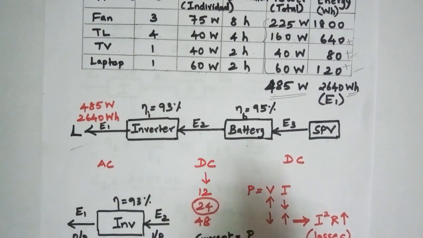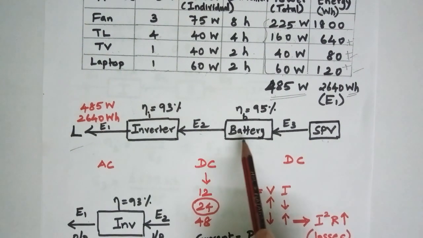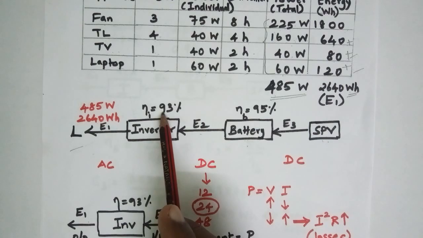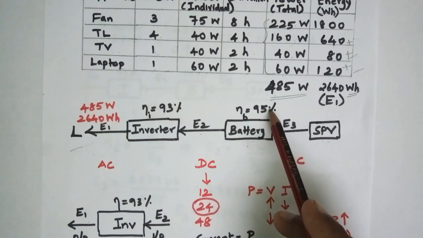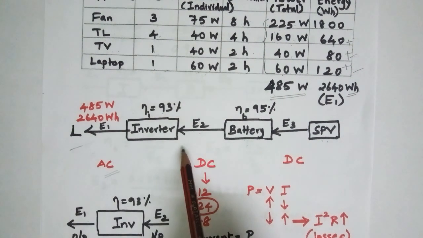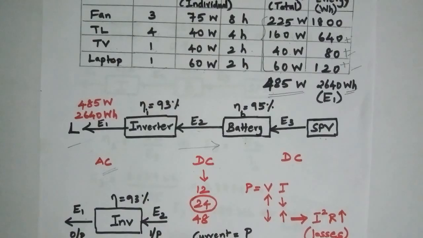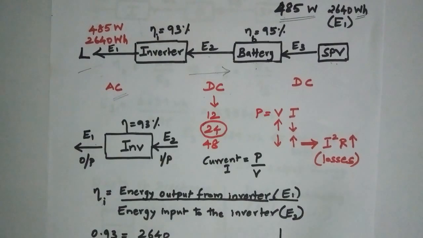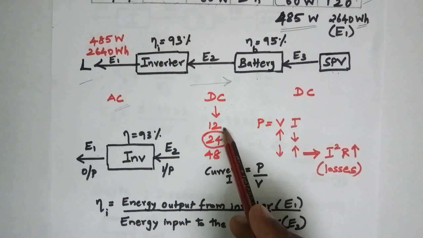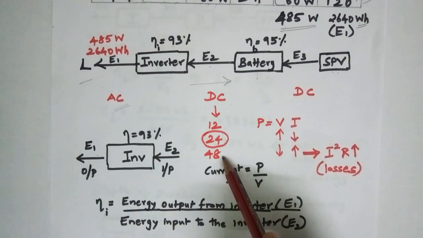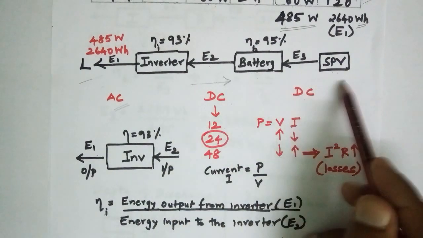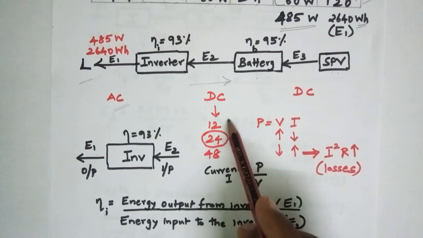To run the load using a solar PV, you will be requiring batteries and an inverter. Here I have considered the inverter efficiency as 93% and the battery efficiency as 95%. This side will be running on AC and this portion will be running on DC. The DC voltage can be of 12, 24 or 48 volt. So what happens if you change the voltage? This complete circuit depends upon the chosen voltage.